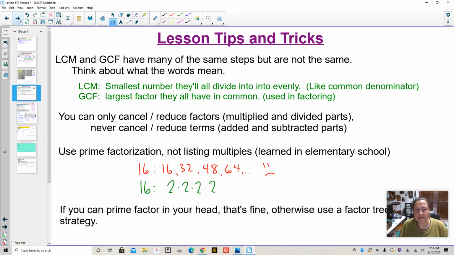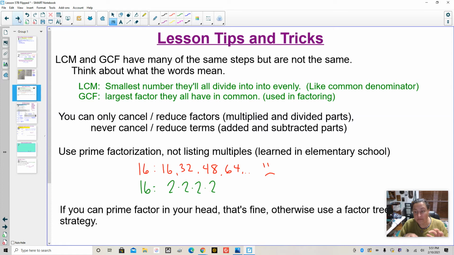Least common multiple and greatest common factor have many of the same steps, but they are not the same. Think about what those words mean. Least common multiple is the smallest number that they'll all go into evenly. It's like a common denominator. Least, smallest; common, what they all share; multiple, so I'm scaling up. Greatest common factor is the largest factor. So remember, like you prime factor, you use a factor tree, that they all have in common.